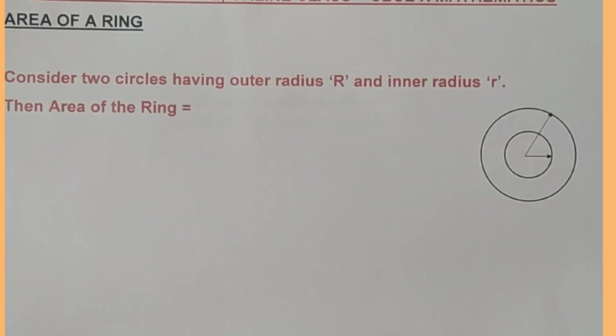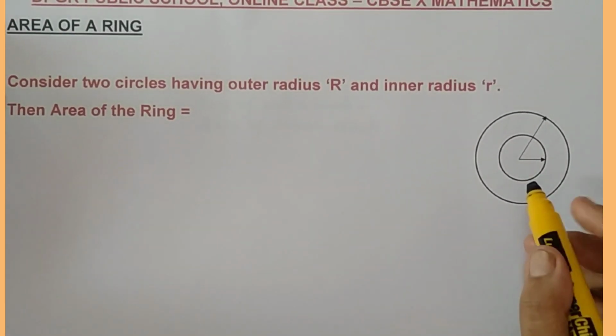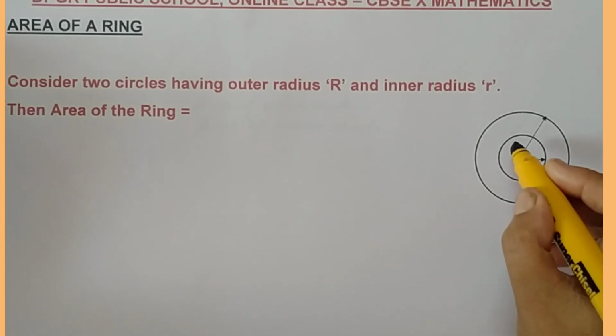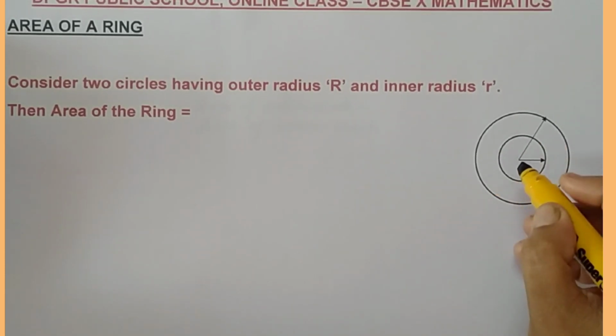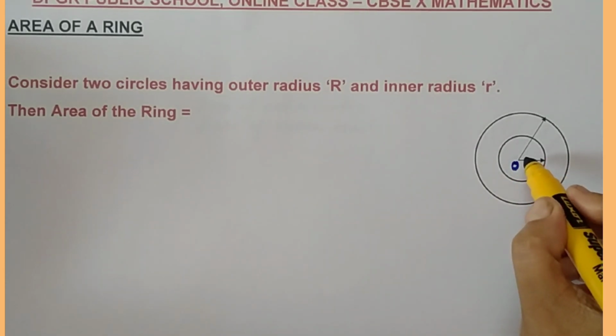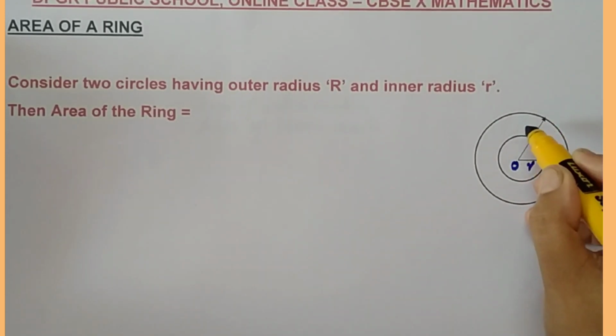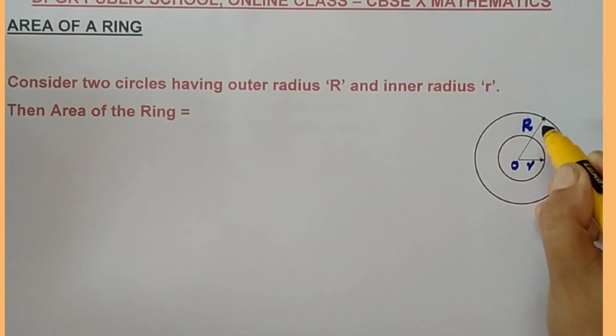We have already studied about concentric circles in the chapter circles. Circles having the same center and varying radii are called concentric circles. Look at the figure. I am going to consider a pair of concentric circles, having the same center. Let the center be taken as O. And varying radius: let the inner, small radius be taken as small r, and the outer circle radius, or the larger radius, be taken as capital R.